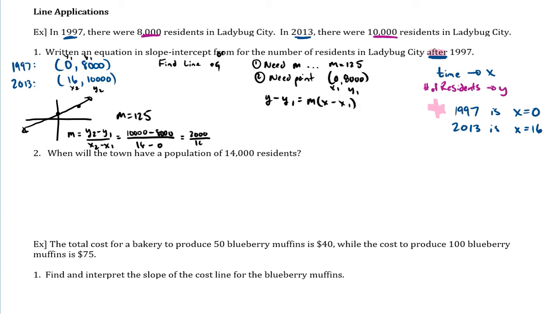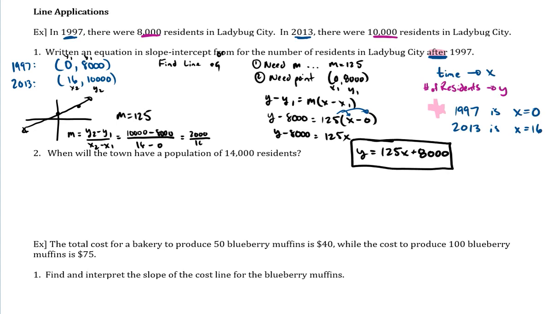Okay, so this is our point slope form of the line, and then we'll plug those in. So we've got y minus y1, which is 8,000, equals the slope of 125, x minus 0. And then now we can distribute the 125, and we'll have y minus 8,000 equals 125x, because 125 times 0 we don't need to write. And then in one last step, if we add the 8,000 over, we'll get our line equation that they wanted.